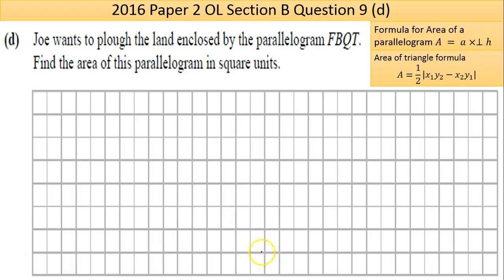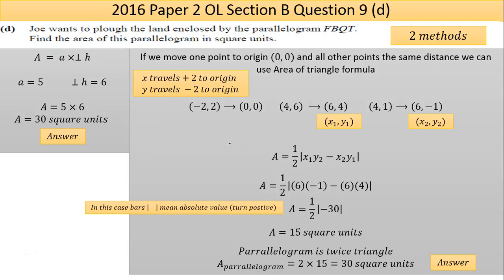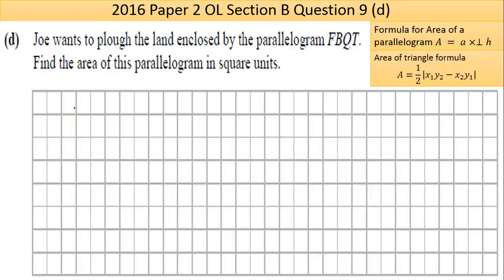Okay, let's go back to the question here. Now I've done it here. Actually, I've done it both ways, just to show the two methods. So I'll go through the first method. Now, this is the obvious one to do if you know that formula exists. So the area is equal to A times perpendicular height. A is 5, perpendicular height is 6. So look at the diagram and see where I'm getting that from.